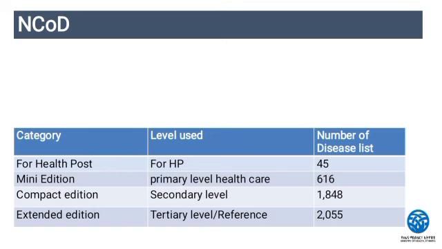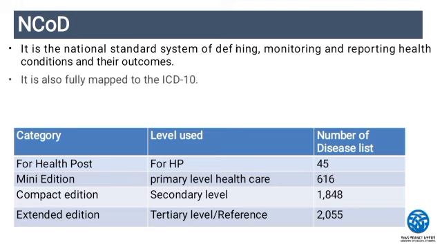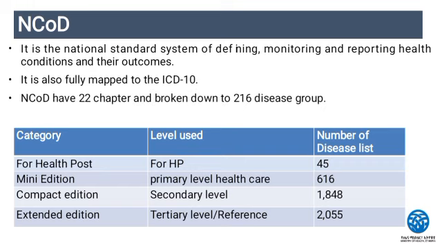NCOD. It is the national standard system of defining, monitoring, and reporting health conditions and their outcomes. It is also fully mapped to the ICD-10. NCOD, National Code, has 22 chapters and is broken down into 216 disease groups.